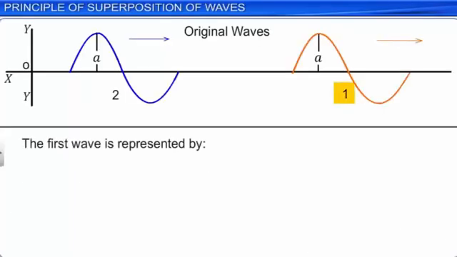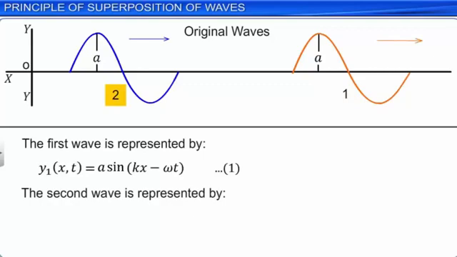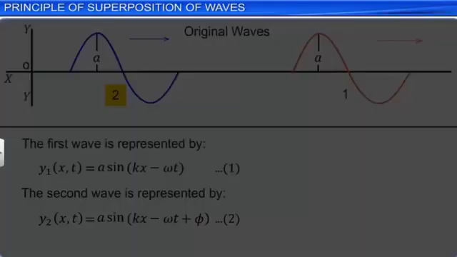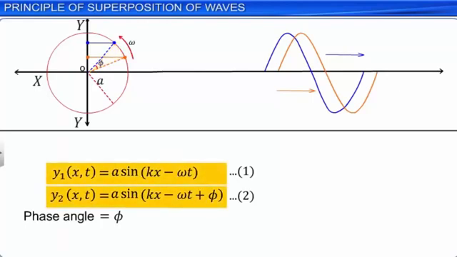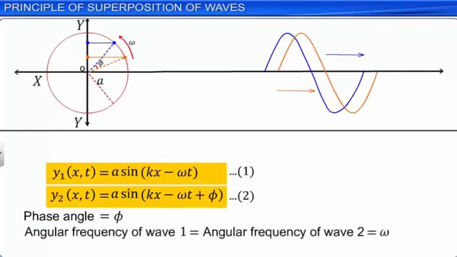The first wave is represented by y1 of x,t is equal to a into sine of kx minus omega t. Let this be equation 1. The second wave is represented by y2 of x,t is equal to a into sine of kx minus omega t plus phi. Let this be equation 2. The second wave is shifted by a phase angle phi from the first wave. From equations 1 and 2, we can say that both waves have the same angular frequency omega, the same angular wave number k, and the same wavelength lambda.